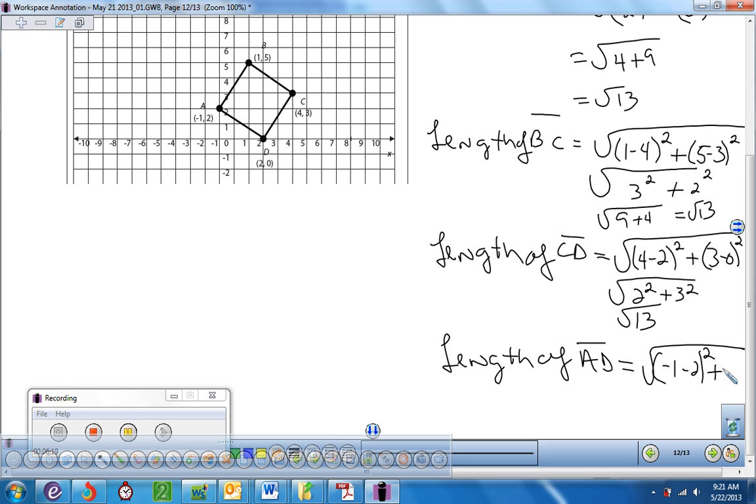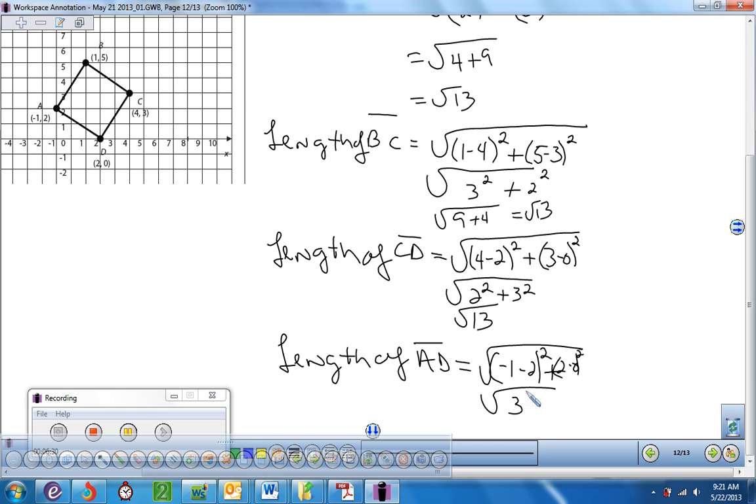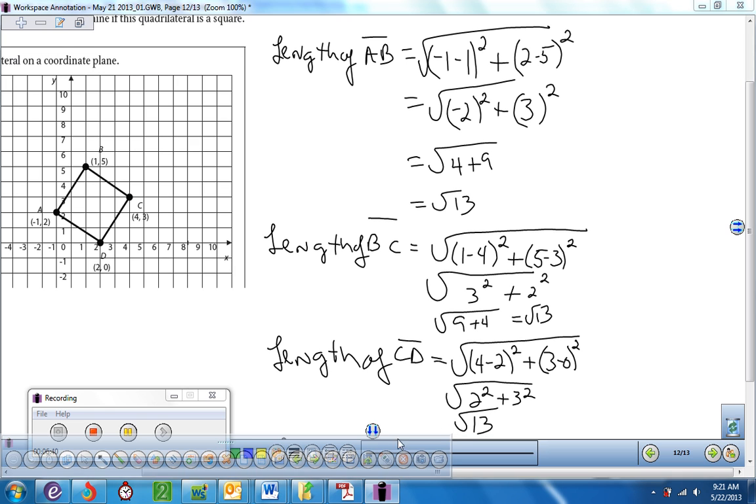But plus, we're going to have 2 minus 0, and we're going to square. I need a little more room here. So we end up with 3 squared plus 2 squared, which is going to give us 9 plus 4, which again gives us a square root of 13. So for the lengths of the sides, we're good for a square with this. All the lengths of the sides have to be the same.